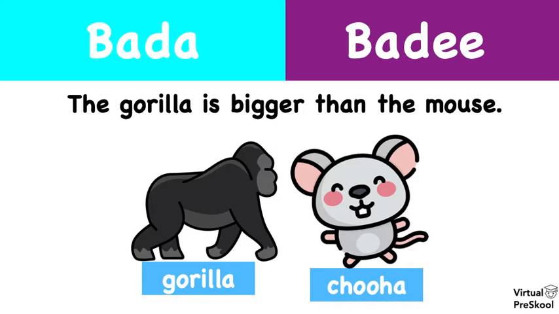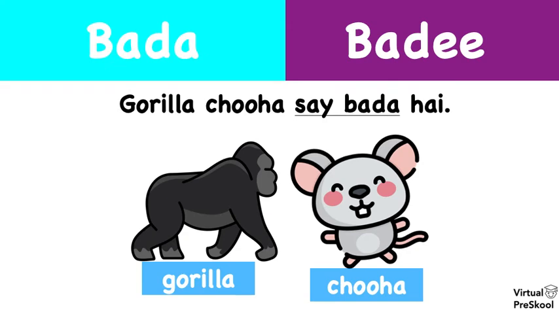So put the sentence together now. The gorilla is bigger than the mouse. Gorilla चूहा से बड़ा है. So remember, the sentence is about the gorilla, and then next comes whatever we're comparing the gorilla to. We're comparing the gorilla to the mouse. So gorilla चूहा से बड़ा है.